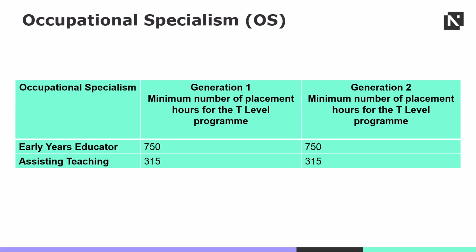Now we'll focus on the occupational specialism component of the T-level qualification, highlighting the minimum number of placement hours required for learners across both early years and assisting teaching. As you can see, the required placement hours remain unchanged between Generation 1 and Generation 2. While the curriculum and assessment models have evolved, the emphasis on meaningful, high-quality industry placements continues to be a central and consistent element of both generations.